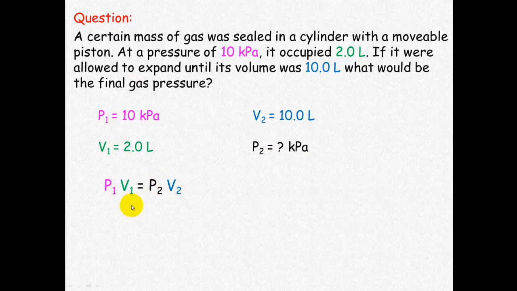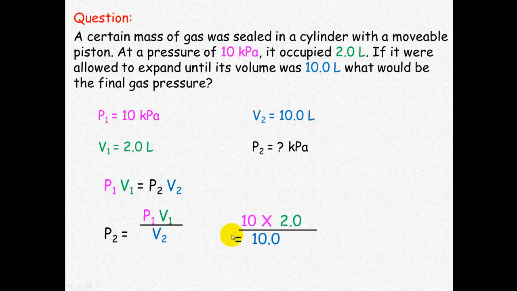So we use the formula P1V1 equals P2V2. We rearrange the formula to solve for P2. So it'll be 10 times 2 divided by 10, which equals 2.0 kilopascals. It'll be in the same unit that the pressure was in the question.